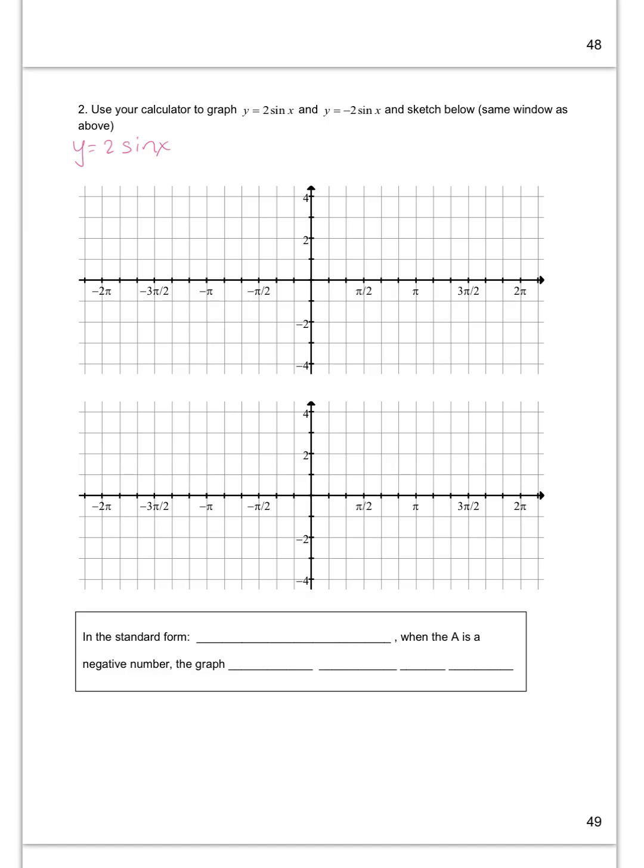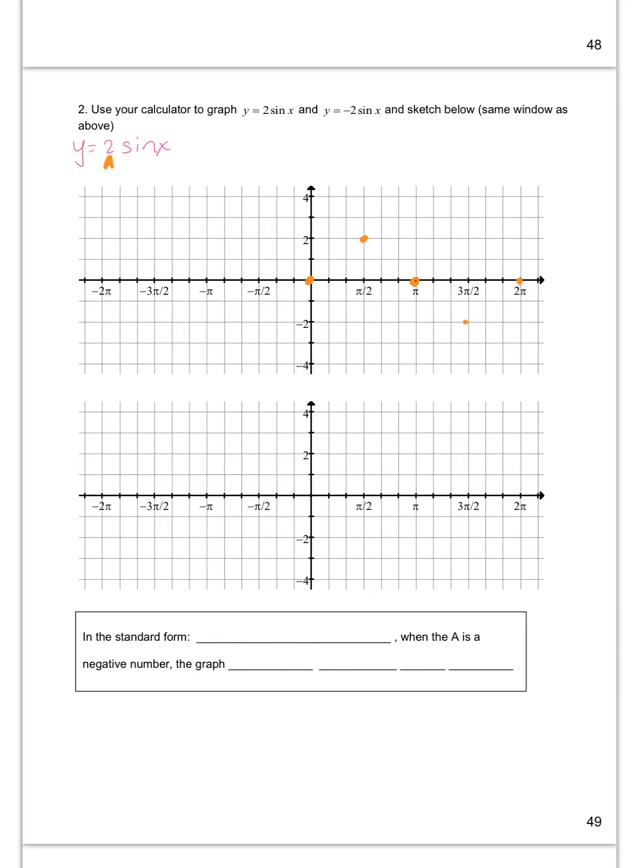Here our A is right here at 2. So that's our amplitude. Okay, that's how high and how low we want to go. Again, same kind of values we use. So I'm going to start here at the midline. I'm going to go up to 2, which is my amplitude. That's my max. Start here at the midline, come down to my minimum, and back to the midline.